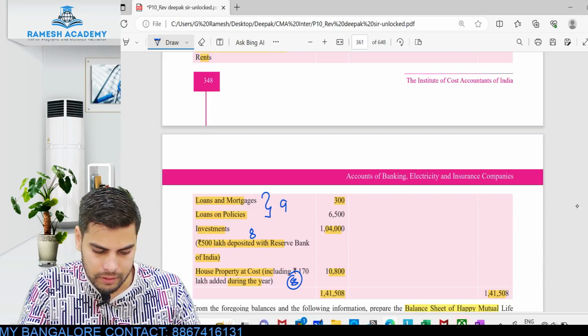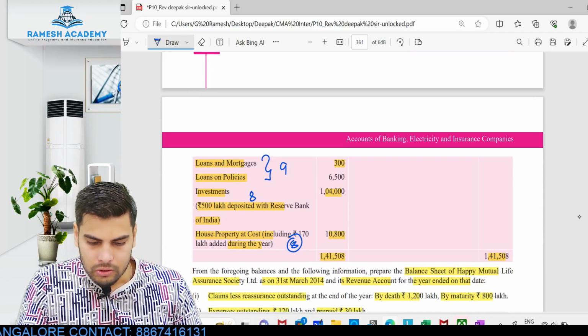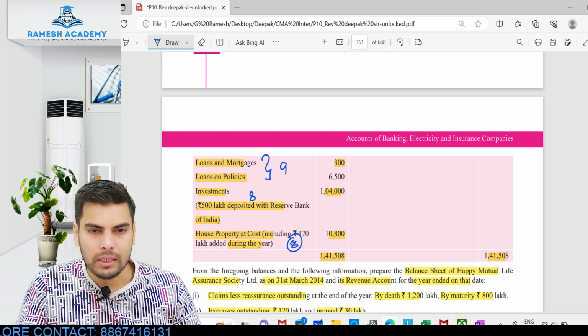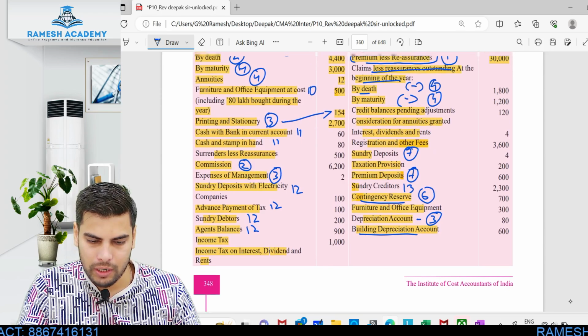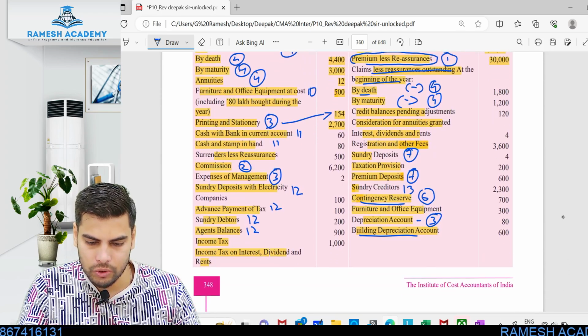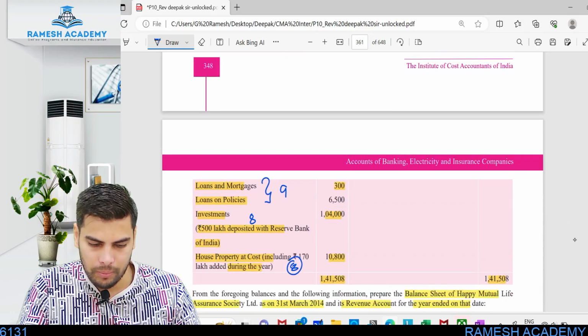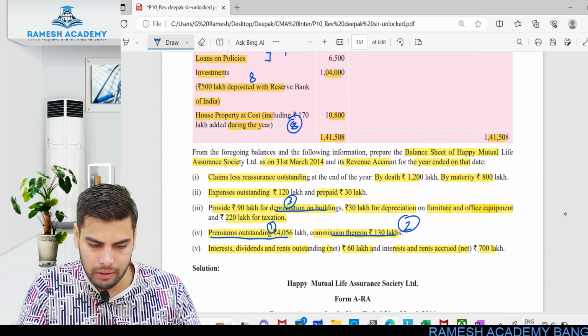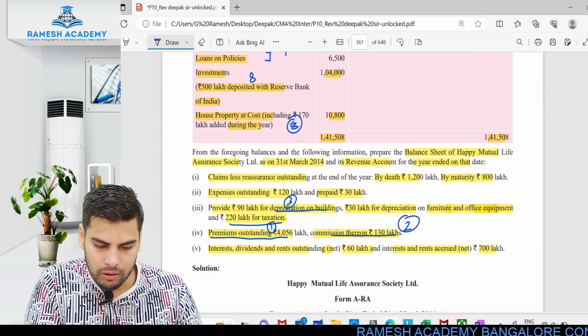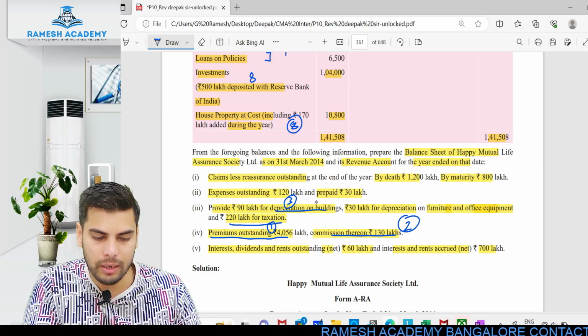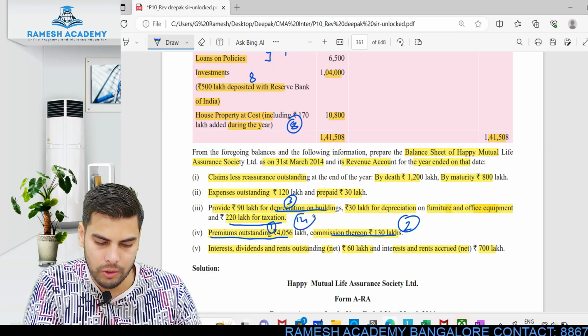That's all right. So after this, we are done with 13. 14 would be with respect to provisions. Any provision, whether it is provision for taxation or any other provision, will be shown under schedule number 14. Probably in the adjustment they would have given, look at this: 220 for taxation. They're asking us to create a provision for 220. This would be schedule number 14.